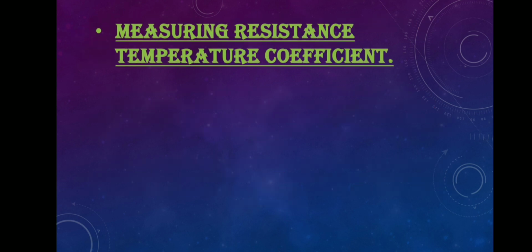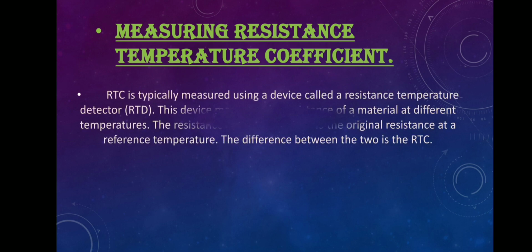Hi, my name is Jay Sindha and I am going to explain how to measure the resistance temperature coefficient. The resistance temperature coefficient is typically measured using a device called a resistance temperature detector. This device measures the resistance of a material at different temperatures. The resistance is then compared to the original resistance at a reference temperature. The difference between the two is the resistance temperature coefficient.